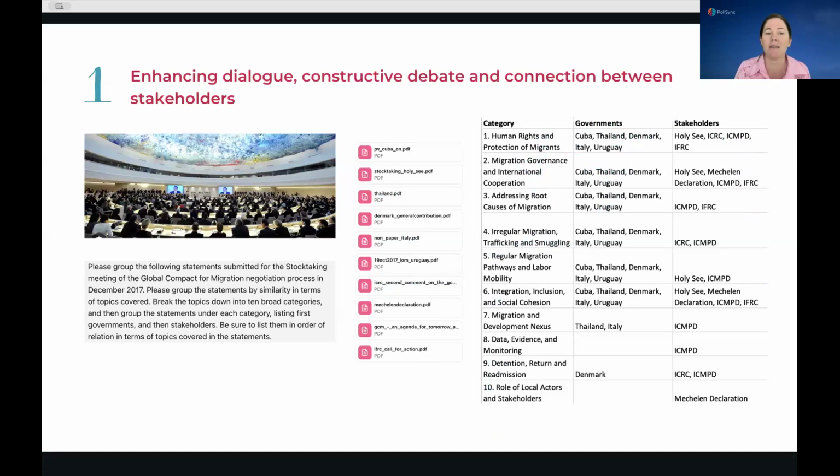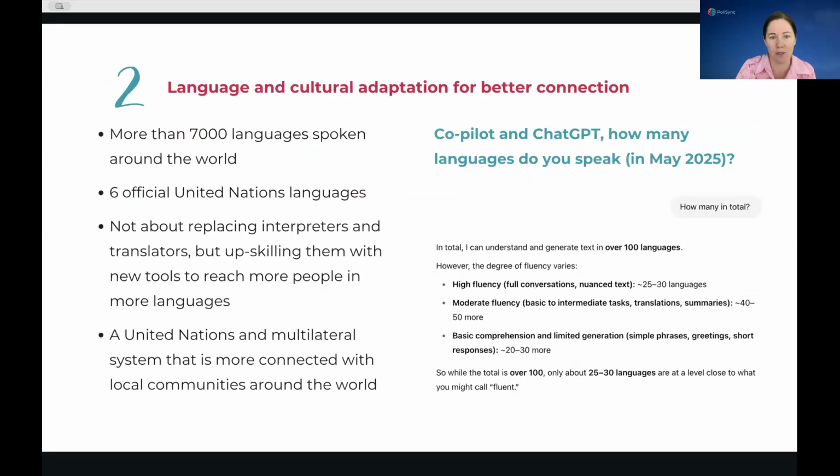civil society, academics, you could potentially group the statements that all of the different stakeholders are submitting by topic, rather than having the chronological order of who presses the microphone first, which is currently the case in most negotiations, which leads to very disjointed discussions and frankly quite boring sessions that you have to sit through. So this could really help enhance dialogue and help us reach better solutions by having more meaningful and constructive debate.